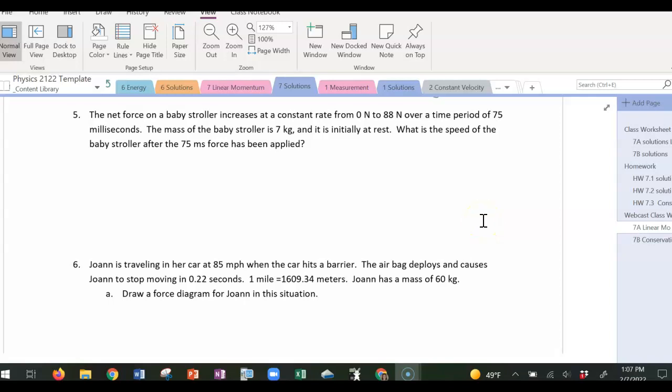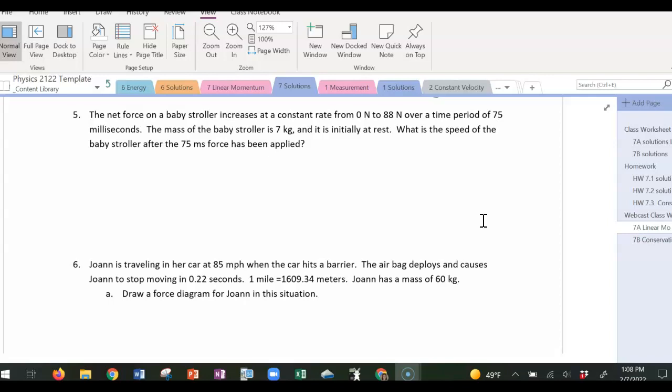This webcast continues discussing some problems that involve linear momentum and the impulse momentum theorem. So I'm going to begin here with number 5. We're talking about a baby stroller.